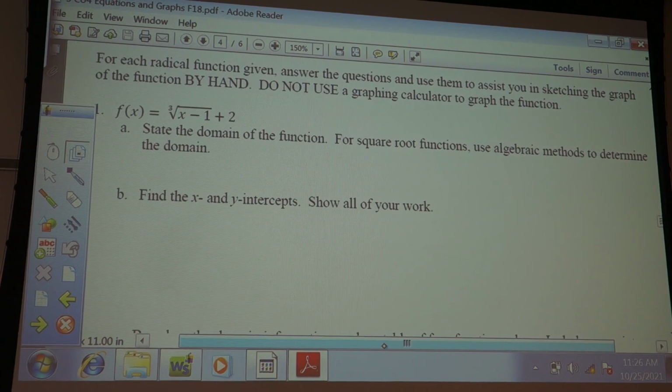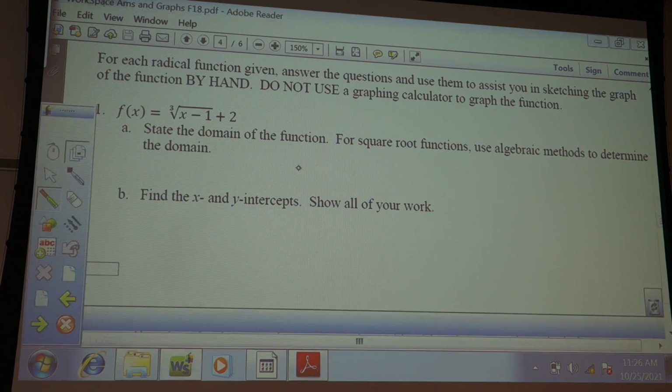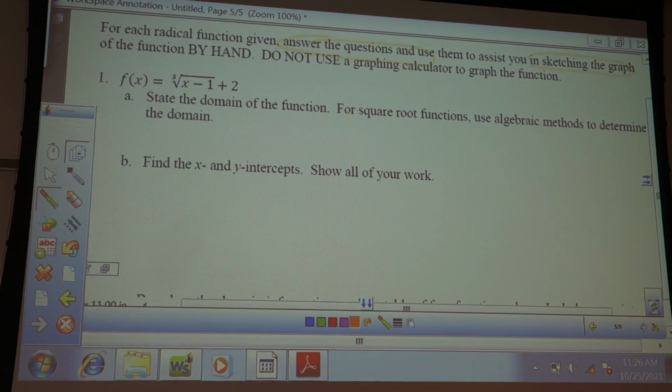All right. So let's do these. I'll do the first one with you, and then I'll have you do the other ones on your own. So you're going to answer the questions, and you're going to sketch the graph, not using a graphing calculator. So first, domain and range.